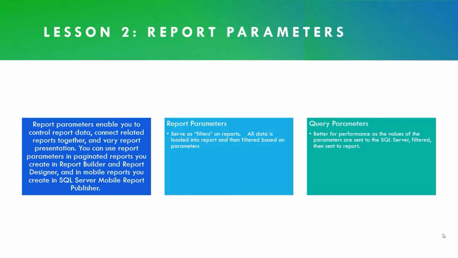So there are basically two types of parameters. There are report parameters that serve as filters on reports. All data is loaded into the report and then filtered based on parameters. There are also query parameters, which are better for performance as the values of the parameters are sent to SQL Server, filtered, and then sent to the report.